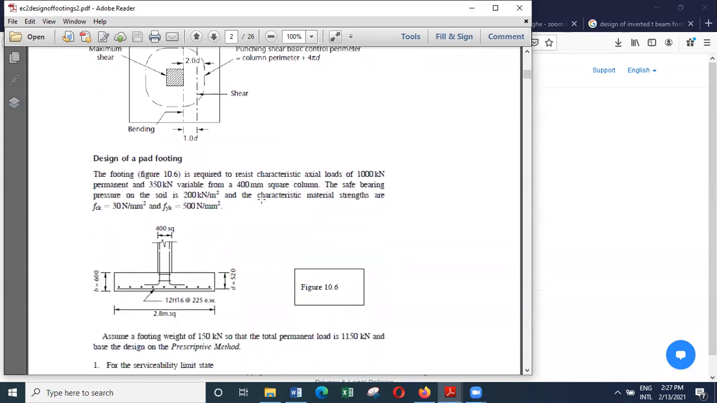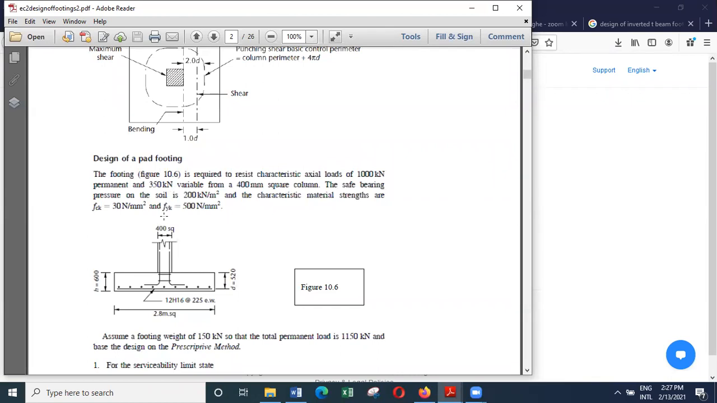So this is the figure 10.6 that is referred to in this example, and the size of the column is 400 by 400. So what we have to first do is select the size of the footing that we would like to have. What we can do is add 1000 and 350, that will give a total of 1350.